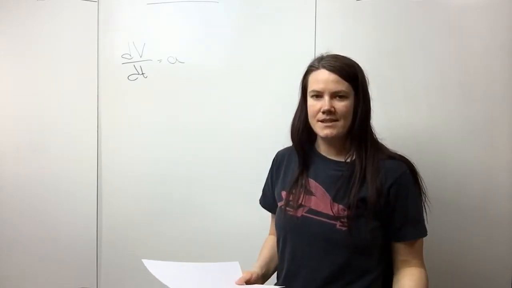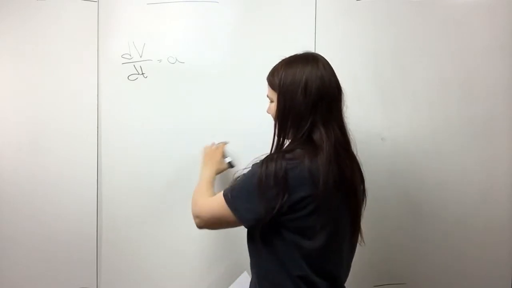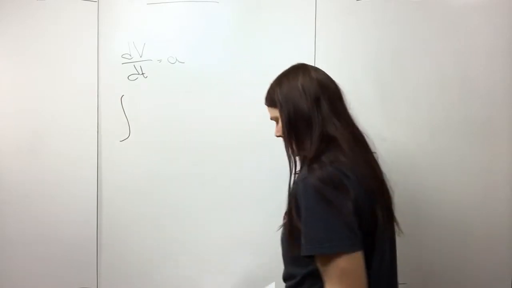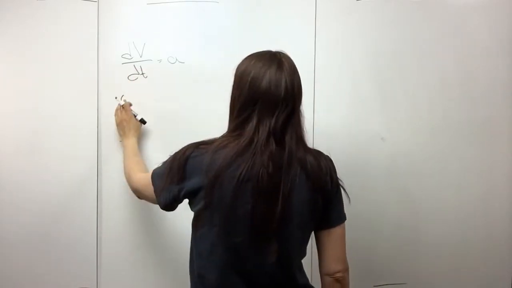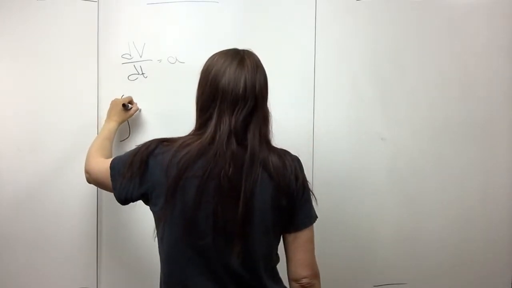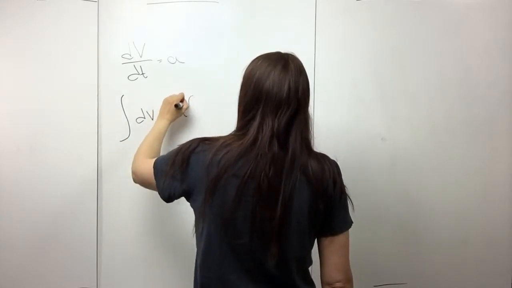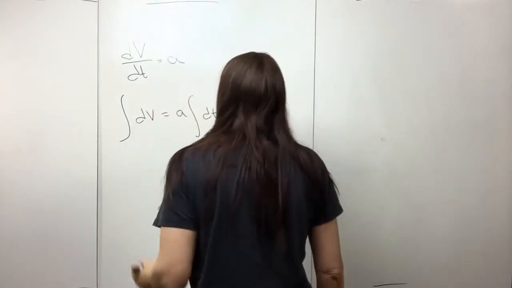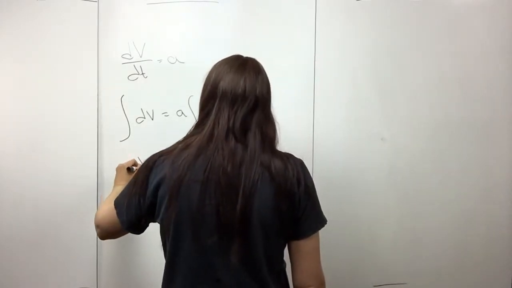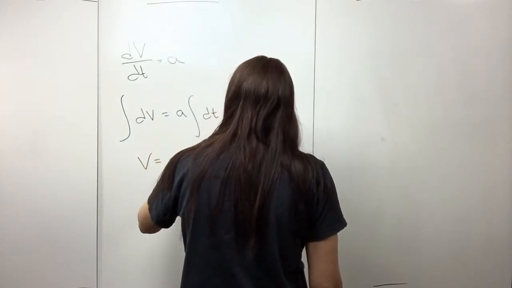You can solve this two different ways. You can use an indefinite integral, or you can use a definite integral. With the indefinite integral, if you remember, you don't have boundaries, you don't have integration limits. So this would just be dv is equal to a dt. And then if you integrate this, you get v is equal to at plus c.